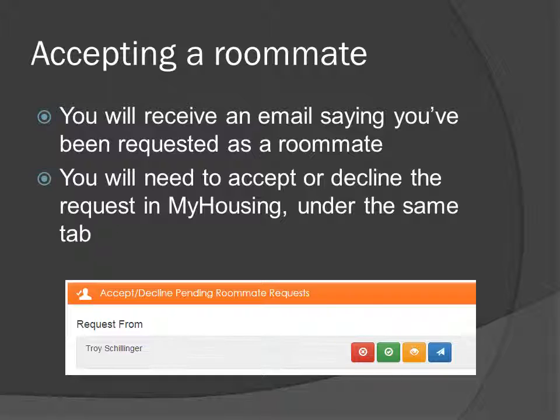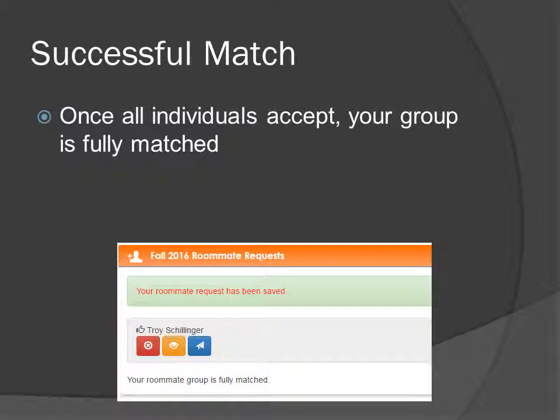Accepting a roommate. Once someone has requested you, you will receive an email letting you know. You will then need to log into My Housing, go into that same roommate, suitemate tab page, and then you'll accept or decline their request. Again, red to decline and green to accept the request. Once you've accepted it, it will show that you're successfully matched.